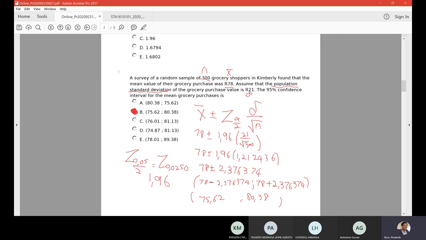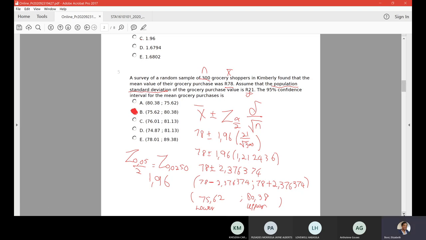So we always do the minus side because the minus side tells you the lower limit, and the plus side tells you the upper limit. So you cannot put upper and then lower.